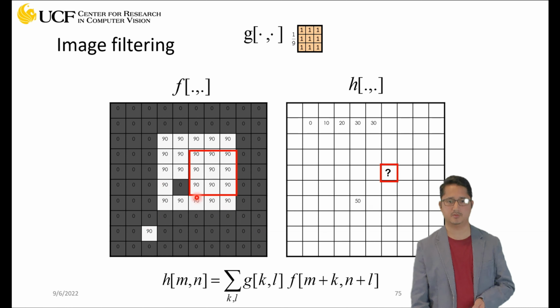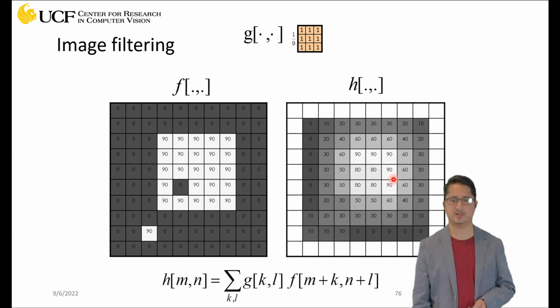Okay, so this is a missing pixel, and you replace that with the average value. At this location, what's going to happen? The values won't change, right? Because all the neighborhood has the same set of values. Everything is 90, so it will still be 90.